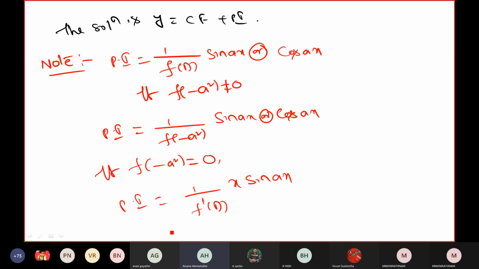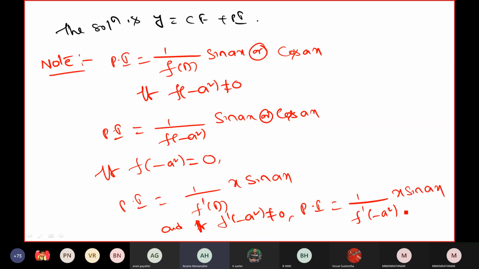Okay, and if f dash of minus a square is non-zero, then PI is 1 by f dash of minus a square, x into sin ax. Okay na, same like above. So if it is again 0, then we can go for f double dash and replace x square sin ax, and so on.